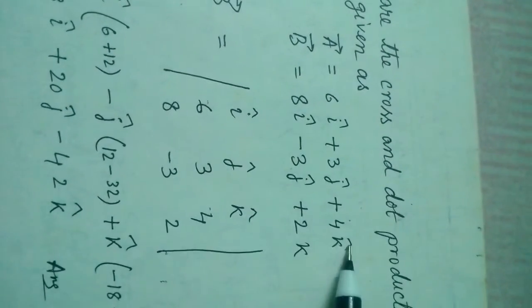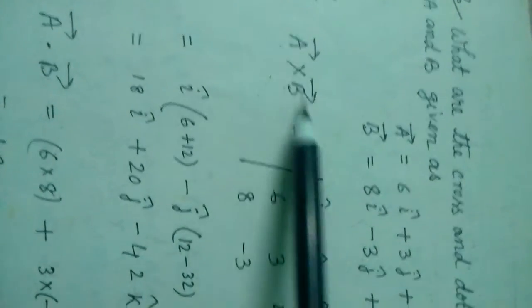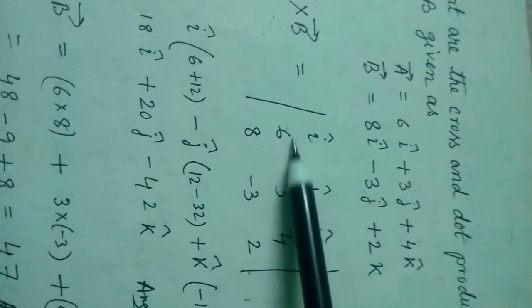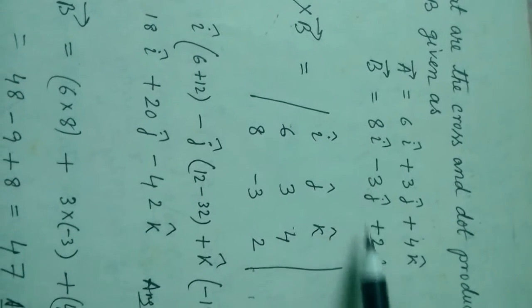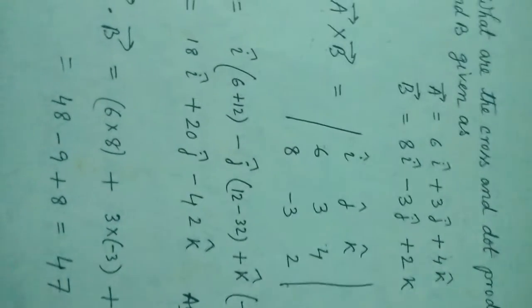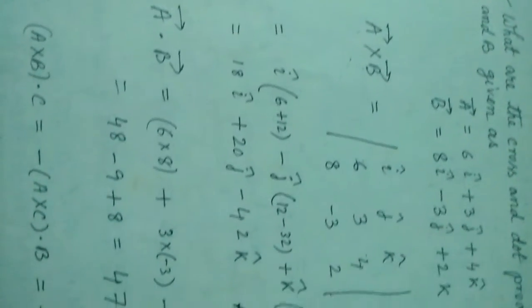A vector is given, B vector is given. You have to find A cross B. What happens is you write i, j, k and then 6, 3, 4 and 8, minus 3, 2, and this is a determinant. You evaluate it as a determinant is done. I have done this problem for you. You can see this is the answer for the cross product, in terms of i, j, and k.